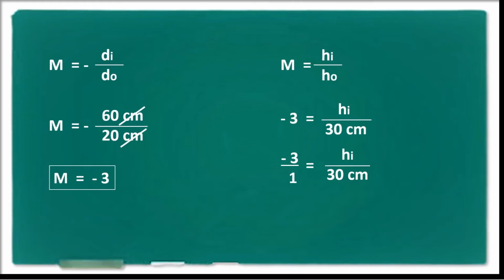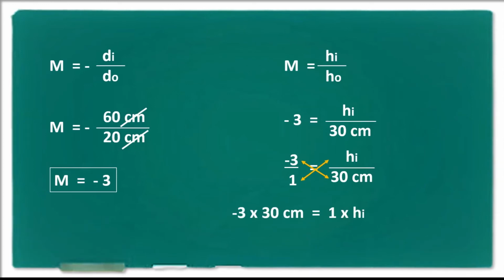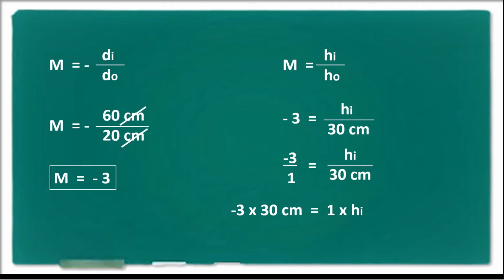Now, what will be the next step in order to solve for the height of the image? Yes, we will apply the cross multiplication method. Negative 3 times 30 centimeters equals 1 times hi. Therefore, the height of the image is equal to negative 90 centimeters.